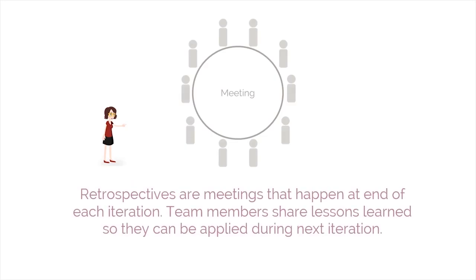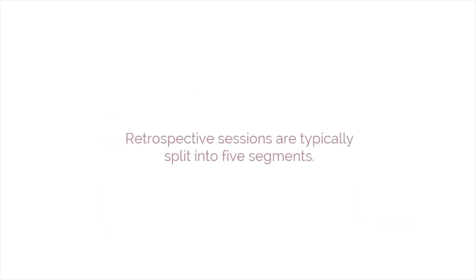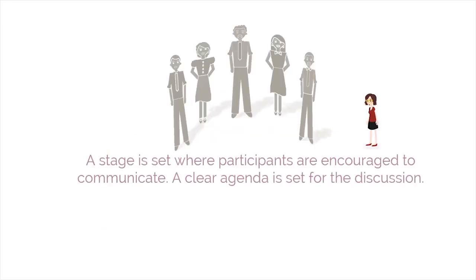Let's begin with retrospectives. Retrospectives are meetings that happen at the end of each iteration. Team members share lessons learned so they can be applied during the next iteration. Retrospective sessions are typically split into 5 segments. The first is setting the stage. Here, a stage is set where participants are encouraged to communicate. A clear agenda is set for the discussion.